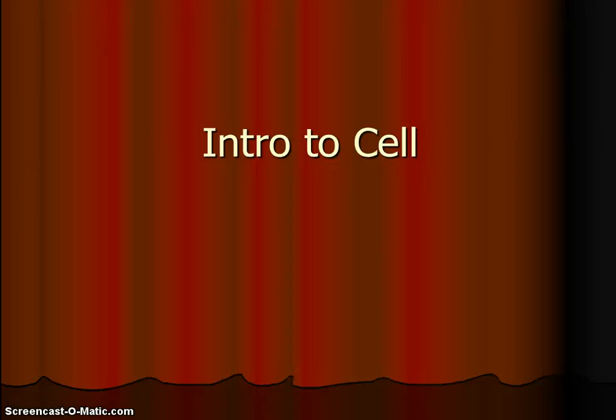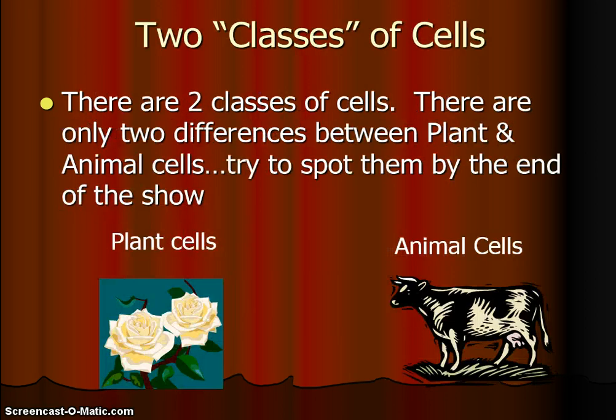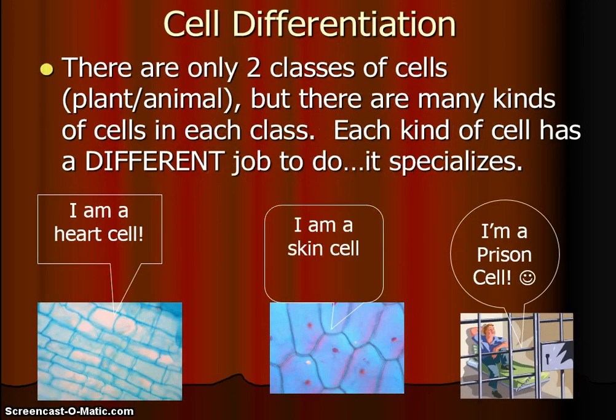Okay, these are our Introduction to Cells notes. We're focusing on the parts of the cells and their functions. Cells are the basic unit of all living things. If it is alive, it has cells. There's two different classes of cells, and there's only two differences between plant and animal cells. So hopefully you'll be able to spot them by the end. But again, we have plant cells and animal cells are our two types.